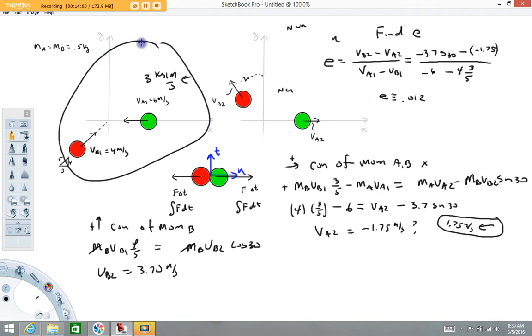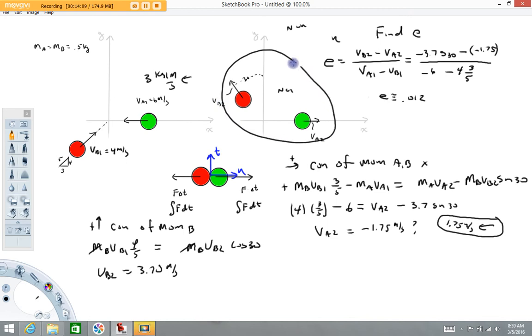Draw a picture of the system like a snapshot right before impact. Always draw the momentum vectors. Draw a picture of the system after impact, drawing the momentum vectors. If you don't know a direction, just guess like I did here. If you in fact guess wrong, it's perfectly fine. What will happen is a minus sign will show up, which allowed me to interpret my answer anyway. I know that that's actually 1.75 meters per second left.